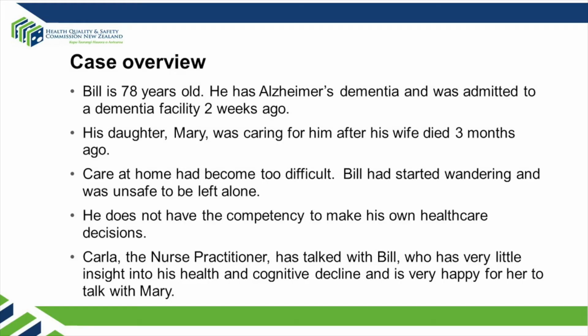So you're about to meet Mary. Mary is the daughter of Bill, who is a 78-year-old gentleman with Alzheimer's dementia, and he was admitted to the residential aged care facility a couple of weeks ago. Mary has been looking after Bill at home for the last 3 months after her mum died, and care has started to become extremely difficult because Bill has started wandering and he was unsafe to be left at home.